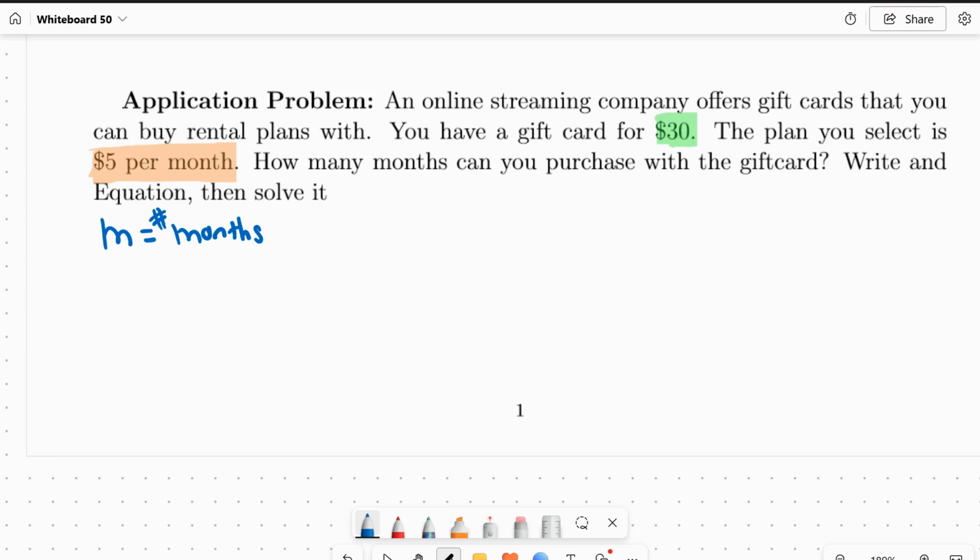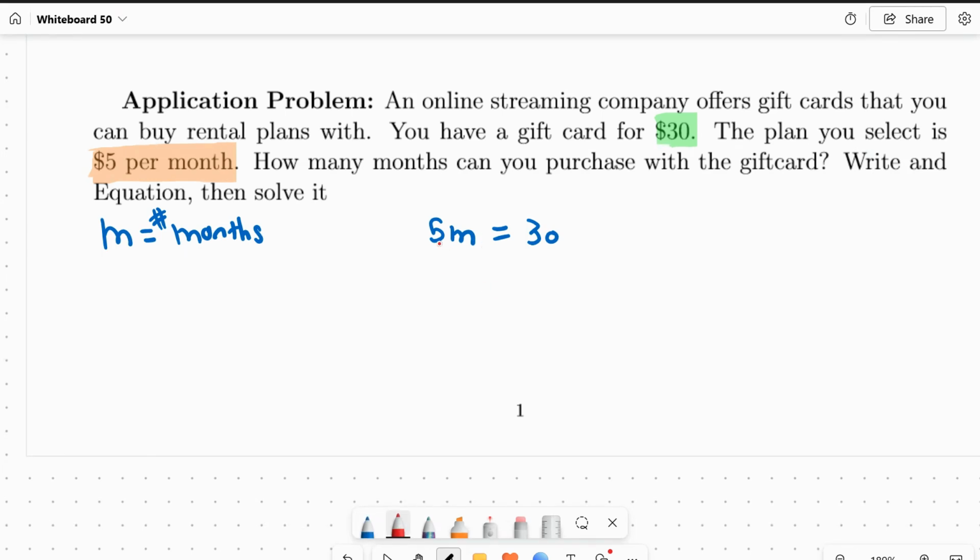Okay, so I know my variable is going to be months, and I know that it's going to cost me $5 per month. So for every month, it's going to cost me $5. So in an equation, I would write that as 5M, 5 times the number of months, which I'm trying to figure out how many months until I will equal the amount of the gift card, which is $30.